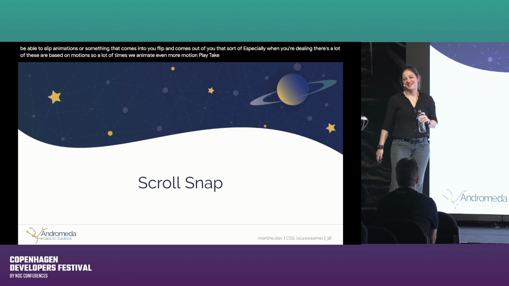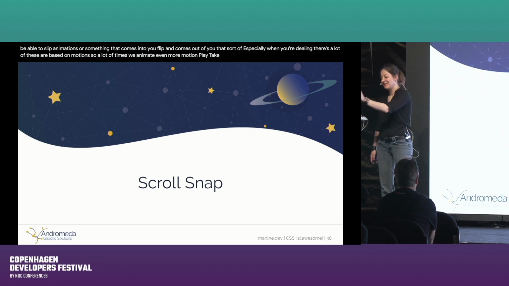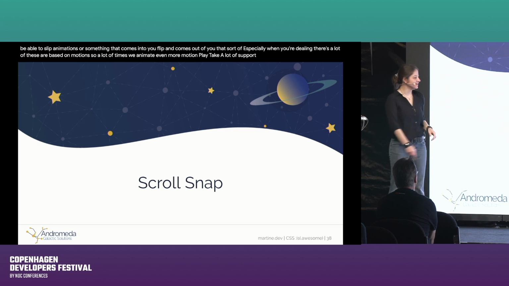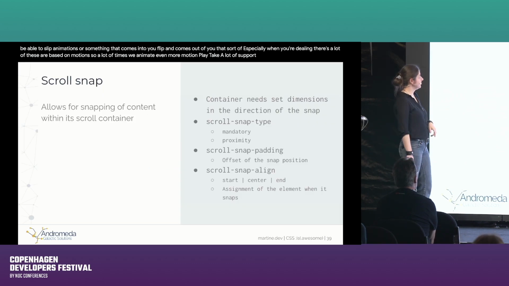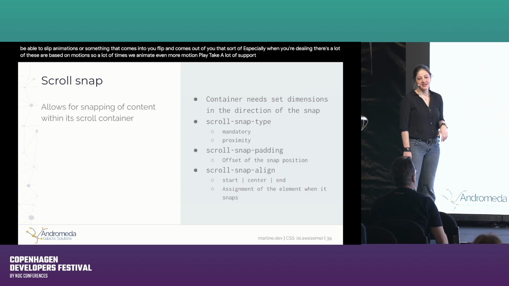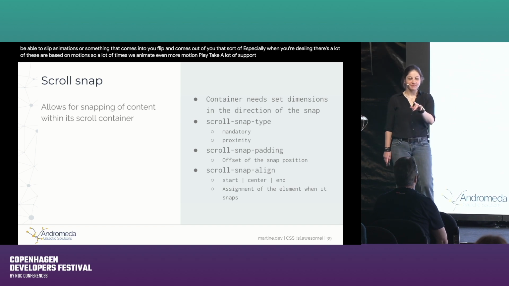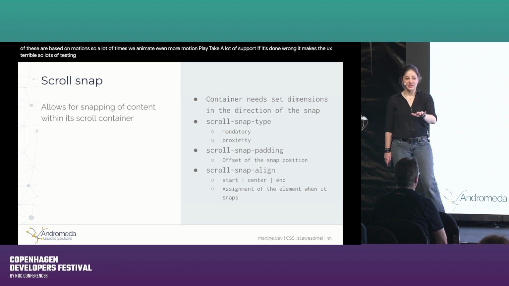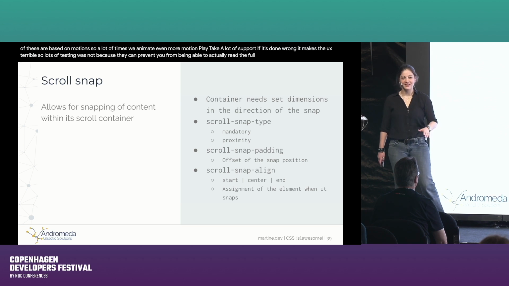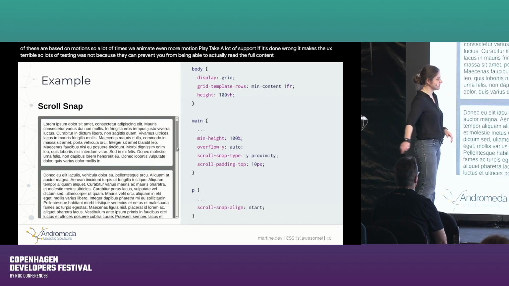Scroll snap, that's the last one with a lot of support. Scroll snap allows for snapping a container. Just so y'all know, scroll snap is really sweet, but if it's done wrong, it makes the UX terrible. So lots of testing with scroll snap, because it can prevent you from being able to actually read the full content. Ran into a website that does that not that long ago.